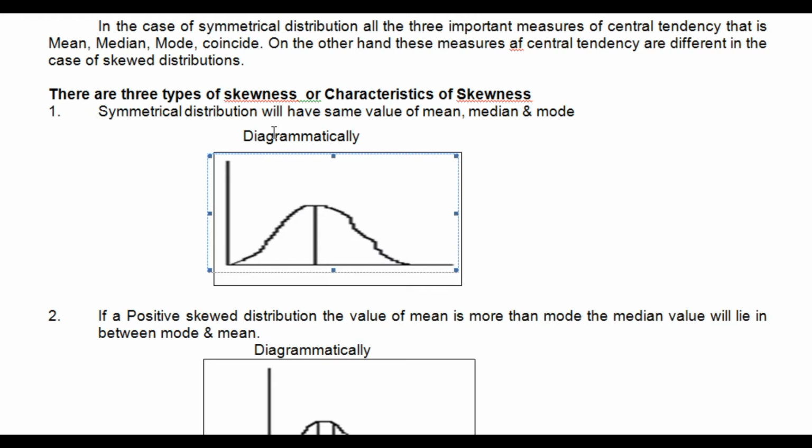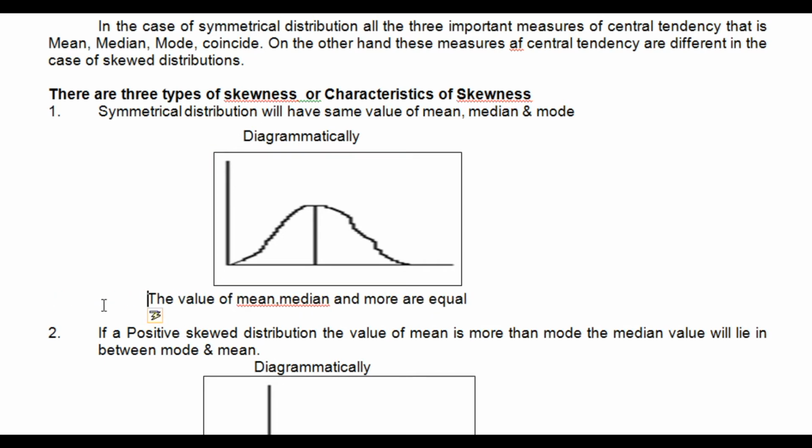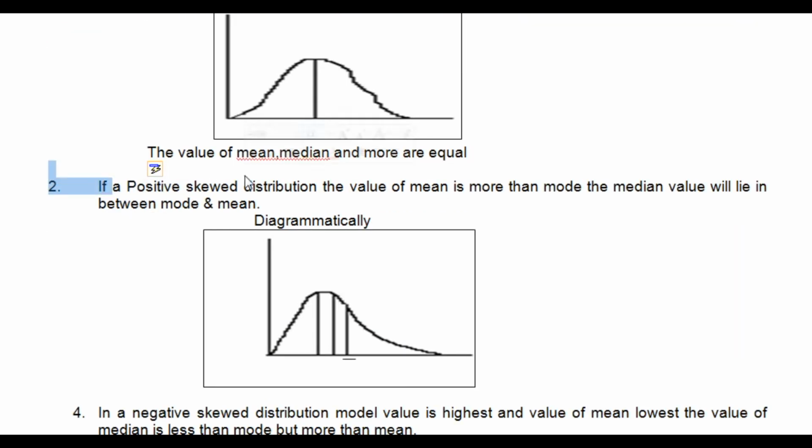There are three types of skewness or characteristics of skewness. The first one is the symmetrical distribution. In case of symmetrical distribution, the values of mean, median and mode are equal. That is, mean, median, mode are the same in this case.